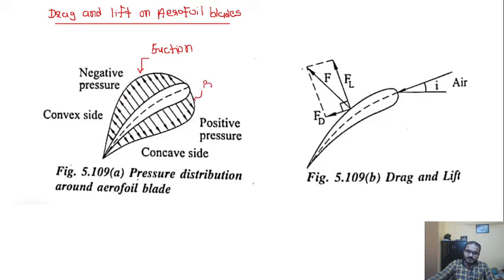So essentially there are two sides of an aerofoil: pressure side and suction side. The concave side is the pressure side and the convex side is the suction side. The suction side has a negative pressure distribution, and the pressure side has a positive pressure distribution. Because of the combination of these two pressures, a resultant force is generated, and this resultant force is normal to the chord.